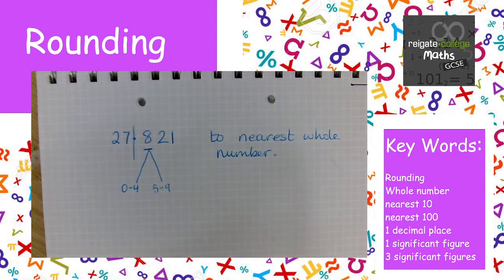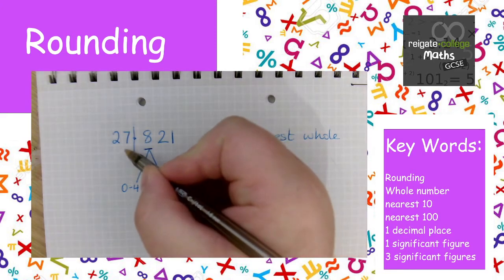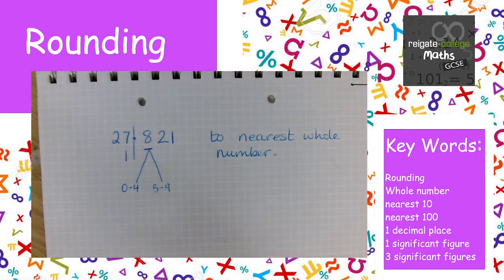If that number is between 0 and 4, we would keep this nearest whole number the same as it appears. But in this example, you can see 8 falls into the other category. It's 5 or above. What happens in this instance is we are going to add 1 to the number before the break. So that means this number will become 28. Rounding 27.821 to the nearest whole number will become 28.